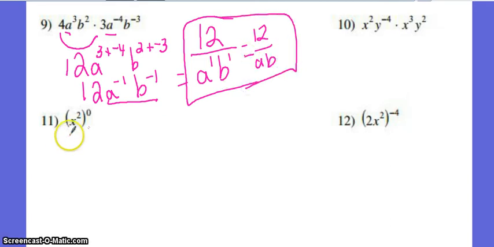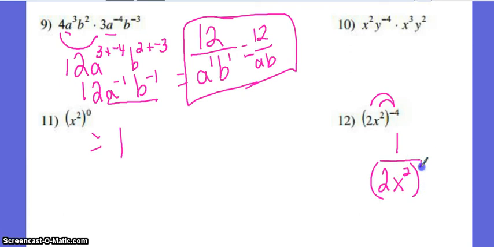Okay, next one. Anything to the 0 power is 1. You're going to take this -4 and distribute it to everything. Okay, so that means everything that's here goes on the denominator, and it's going to be 2x squared, and now that's going to be 4, which is actually going to give you 1, 2 times 2 times 2 times 2, which is 32. Power to power, you multiply, and you have that.